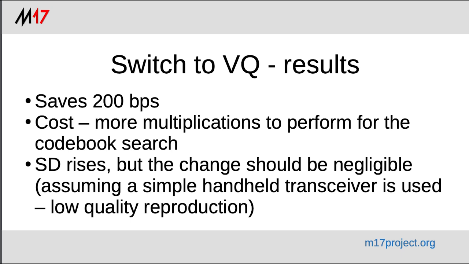Now for the vector quantizer, it saves 200 bits per second. Because for each frame, instead of having 50 bits allocated to LSFs, we've got 46. And that saves 4 bits, and there are 50 frames per second, which gives 200 bits per second gain. The cost is that we have to do much more multiplications to find optimal vector. And the spectral distortion rises because there is a problem that the codebooks that we use are not optimized for multi-stage vector quantizer. And that's just another topic not covered today.